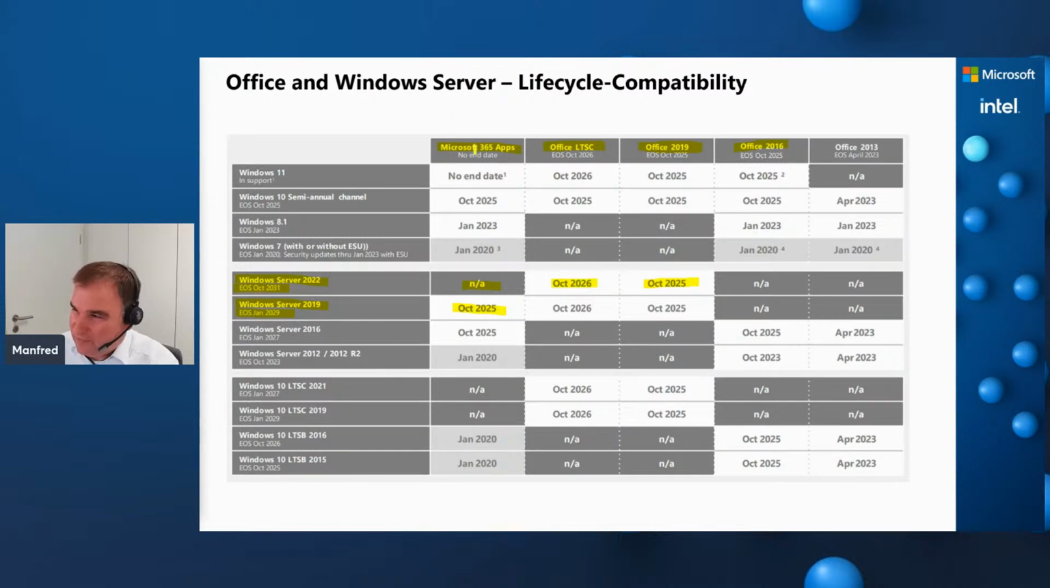Let's talk about the different life cycle. Microsoft 365 apps, this is a modern life cycle application. This means once a month, we have a new version of the apps. The Windows Server, it's a long-term servicing platform.